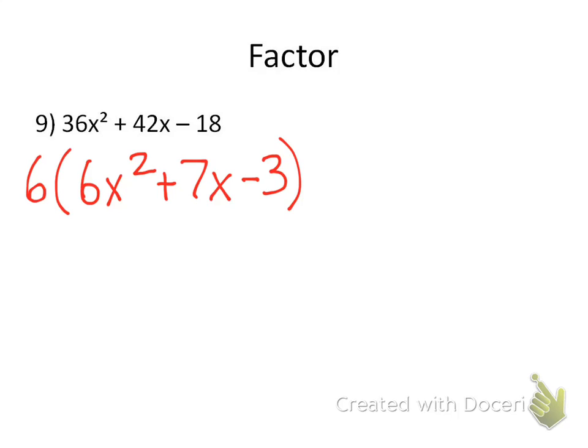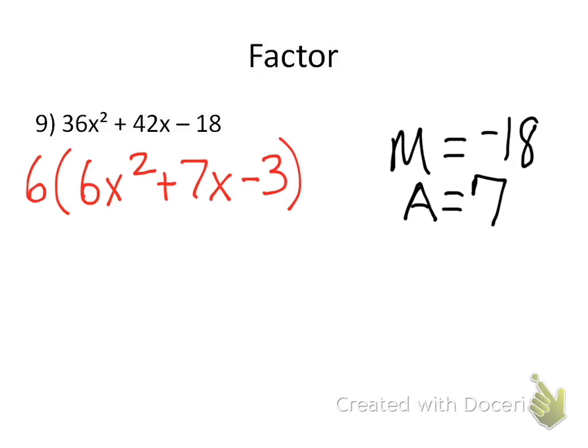All right, now we can do M and A. What's M? Negative 18. What's A? 7. Great. Anyone know them? Yes? Negative 9, positive 2, or positive 9, negative 2. Yeah, 9 and negative 2.